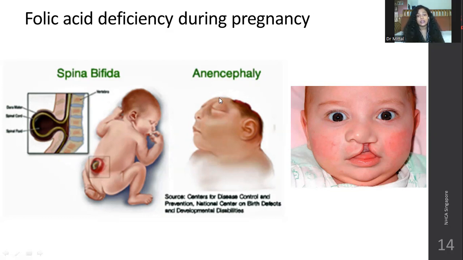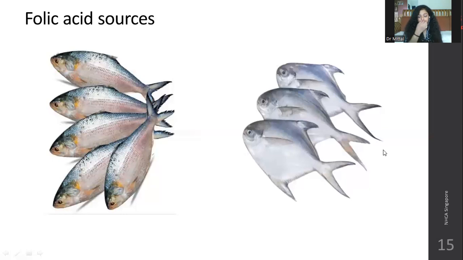Then anencephaly, it is the absence of the skull, okay, that is anencephaly. And cleft lip, cleft palate. So these are commonly associated with folic acid deficiency during pregnancy. So the best sources, definitely there are certain vegetarian sources as well. Best sources we will discuss first.